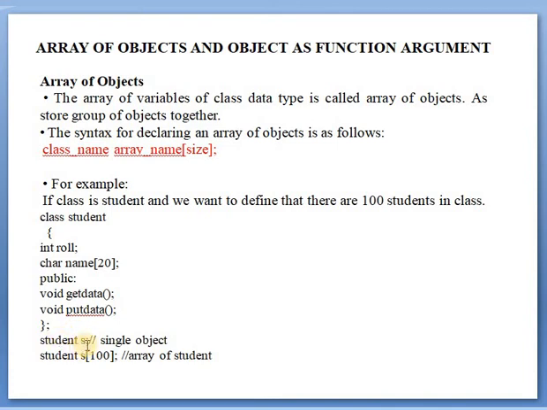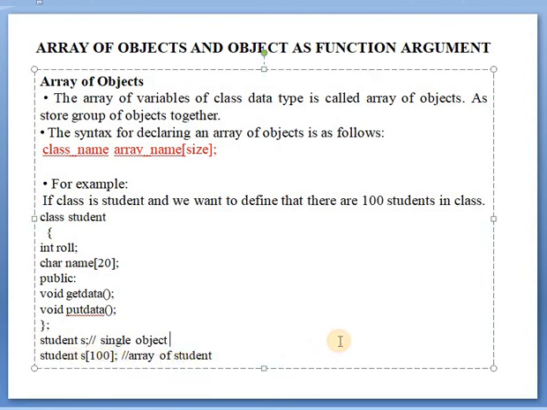Again we can write S1, S2, S3 and create more objects. But if you want to create 100 or 1000 objects, in that case we need to use an array of objects. So see here, student is the class name, S is the object or array name, and 100 is the size. Now by using this line we can create 100 objects of the class student. So this is the array of students.